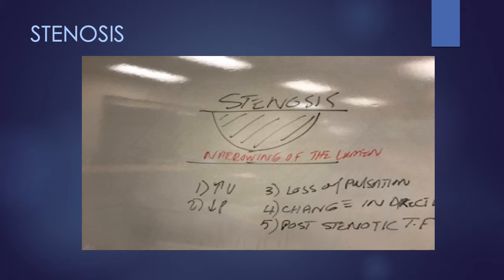So here, this is the narrowing of the lumen of the blood vessel, and this is stenosis here. The diameter is really reduced. What happens at the site of stenosis? Velocity goes up, pressure goes down. If you check pulsation at this point, there will be loss of pulsation. There might be a little reversal flow or change in direction of flow. And after the stenosis, we always get this type of flow, turbulent flow. Post-stenosis, we get turbulent flow.